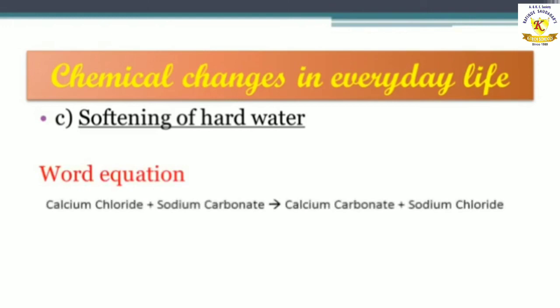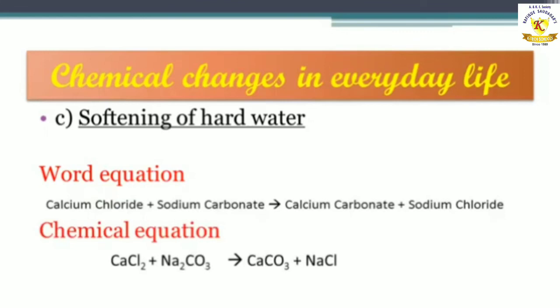So, calcium chloride plus sodium carbonate gives us calcium carbonate plus sodium chloride, and the chemical equation is CaCl2 plus Na2CO3 gives us CaCO3 plus NaCl.